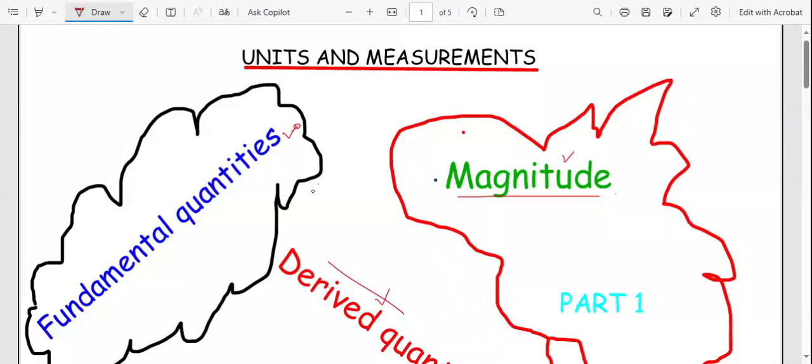All right, so we are looking at units and measurements. Inside there, we'll find things like fundamental quantities, where we define magnitude, and derived quantities, and we explain all those. This is just part one. So we'll also look at other units, I mean SI units.